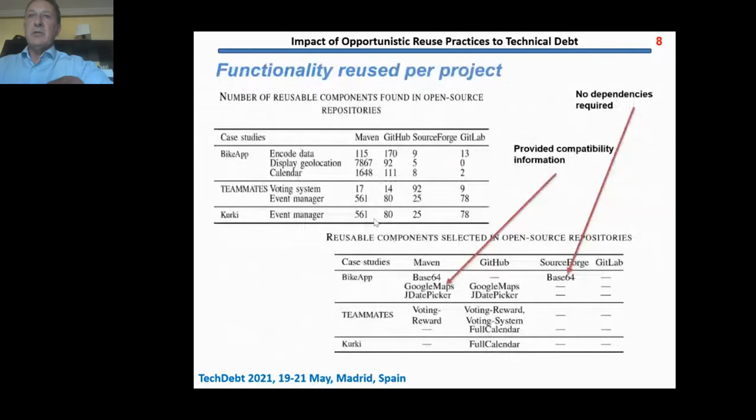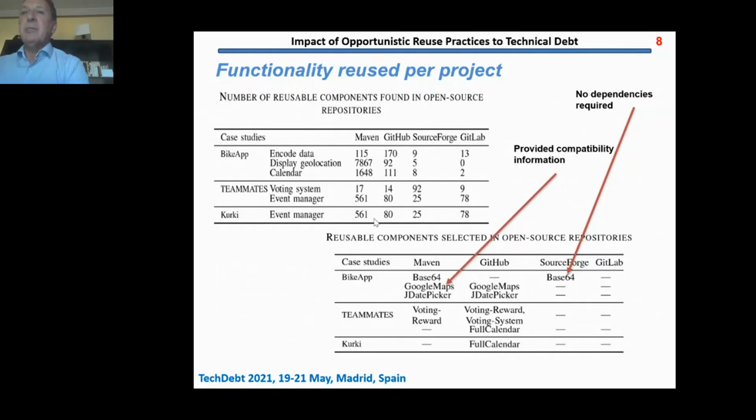So first we see here two tables. The upper table displays the number of reusable assets found opportunistically. As we can see, in some of the repositories there are many. So we decided to have some brainstorming to add some new functionality to these projects. For instance, in the case of the bike app system, we agreed to incorporate an encoding system between the client and the server, a display of the geolocation of the bike facilities, and a calendar. For the peer evaluation project, we add a voting system and an event manager.